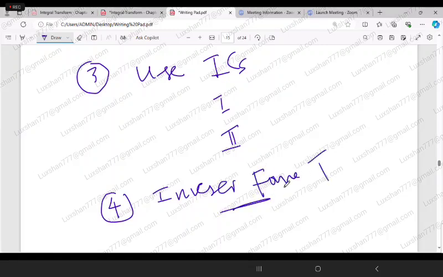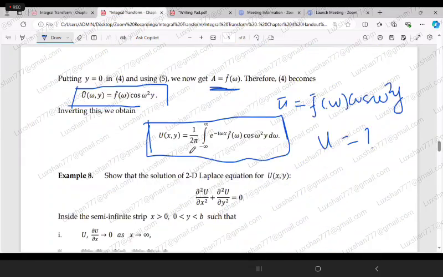Then you will get the solution. Okay, you will get the solution. Now we'll move to the second example.